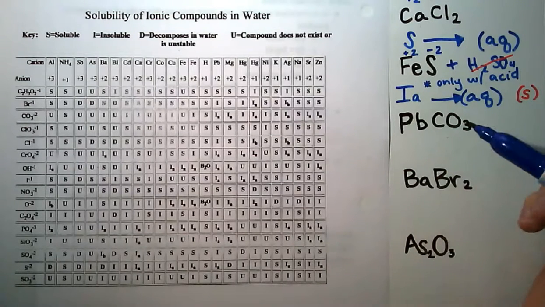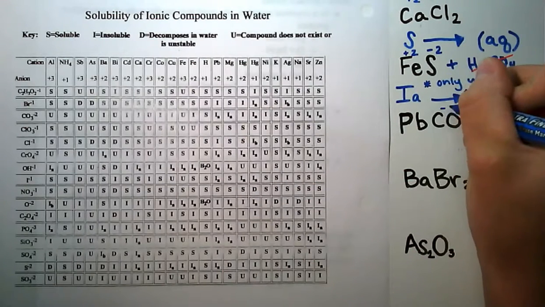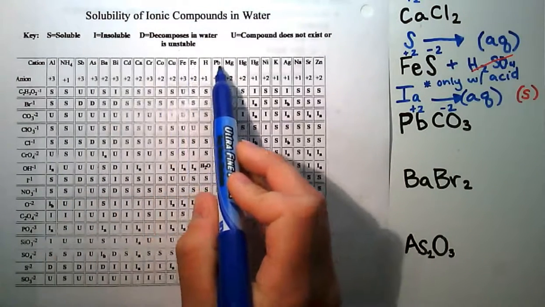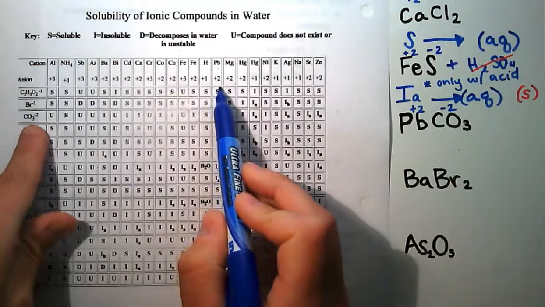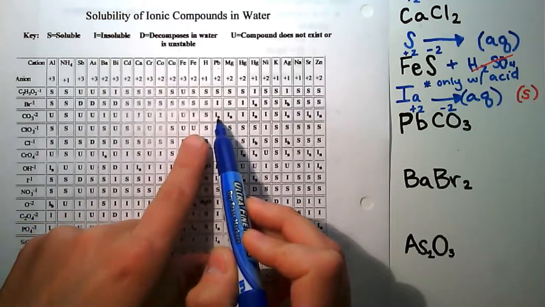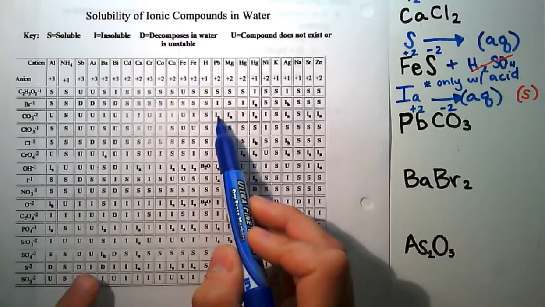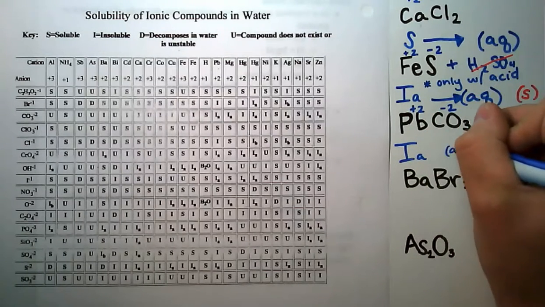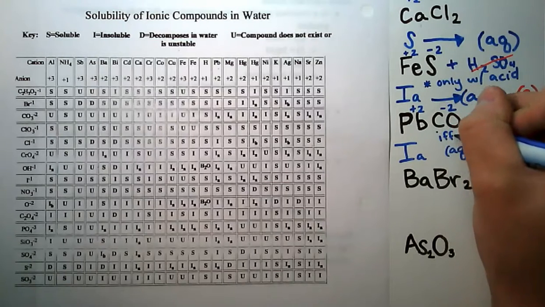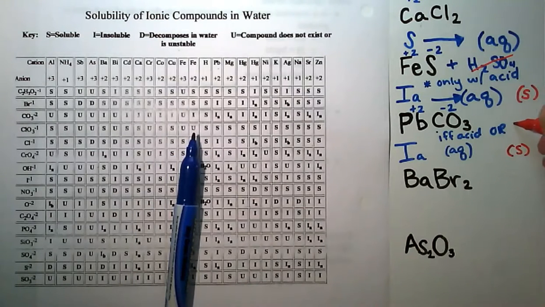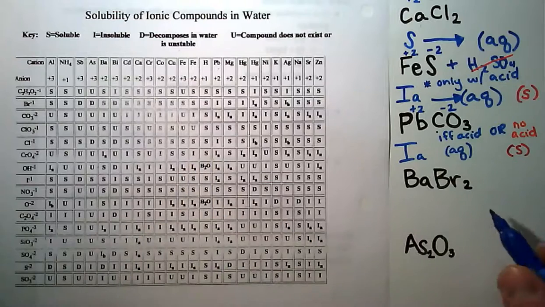Alright, next we have PbCO3. CO3 is carbonate, has a -2 charge, so lead must have a +2 charge. So let's look for lead, Pb, with a +2 charge, and then CO3 is on the edge of our chart. We drag our fingers together, and once again we got IA, meaning it's soluble only if it is with an acid. So our symbol is either going to be AQ if we have an acid, or it's going to be solid or insoluble if there's no acid. I'll put both those options there, and you just have to pay attention to your chemical equation.